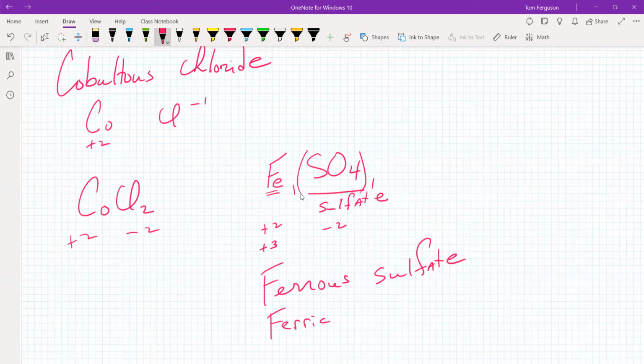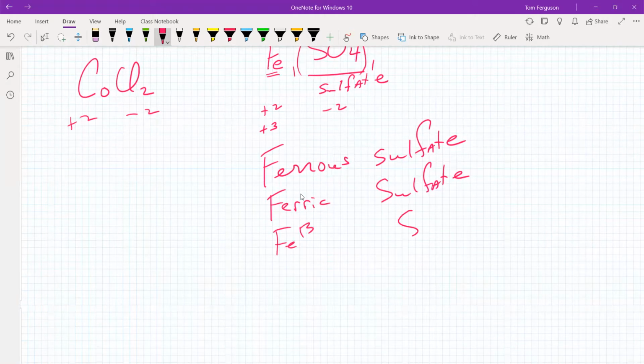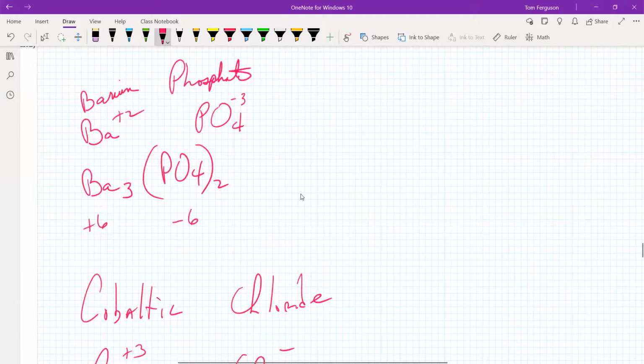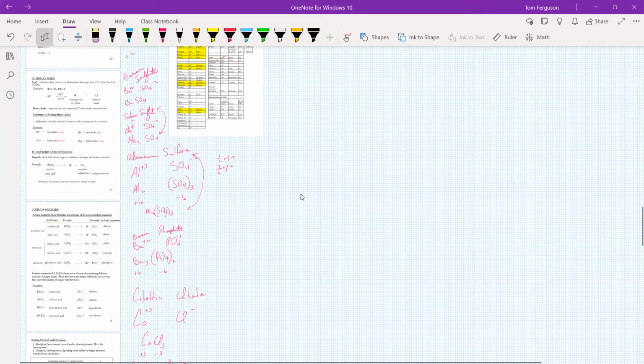What would the formula for ferric sulfate look like? Well, ferric is Fe +3, sulfate is -2. So that means we're talking about 2 of these, 3 of these. We want this to be +6, -6. So the name of the game in ionic naming of binary compounds is balance the charge so the net charge is 0. Balance the charge. Now, sometimes on my, I'm going to move this chart down here.